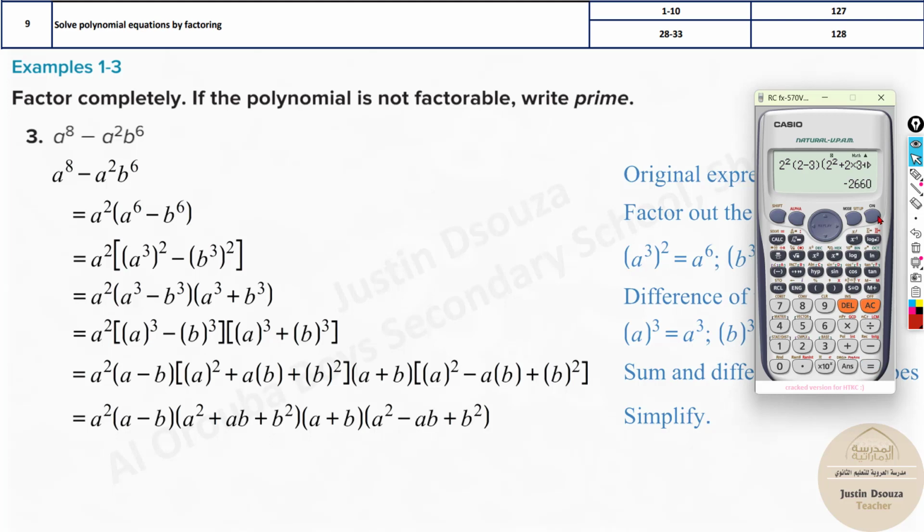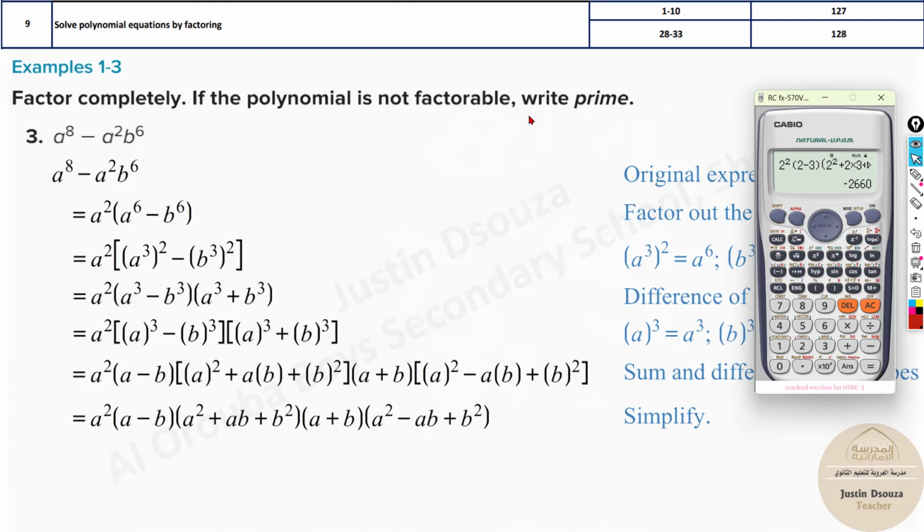I hope I have substituted everything correct. Yes, it's correctly substituted. The answer was the same, 2660. This is one way, but there is one other way to solve it. But here you need to do it for all the 4 options. Whichever gives you the same answer is the correct answer. That's how we do it.